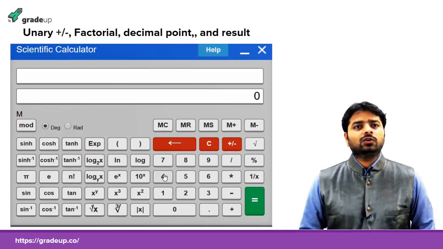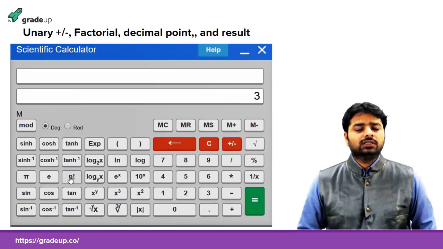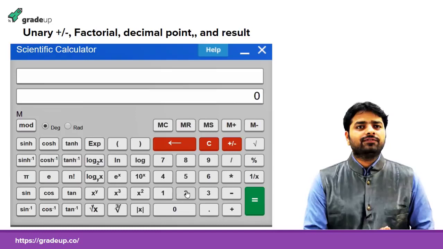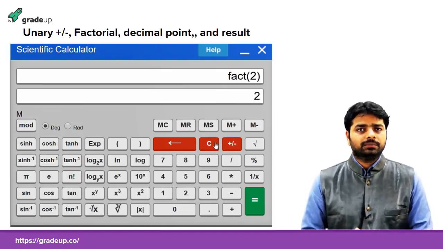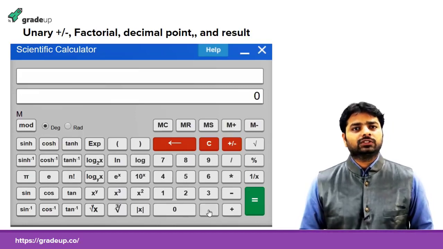Now we will see how to perform the factorial. So 4 and n factorial will give you 4 factorial. First press a number and then press n factorial, which will give you the factorial of the number. So you can calculate any number that you want using n factorial.